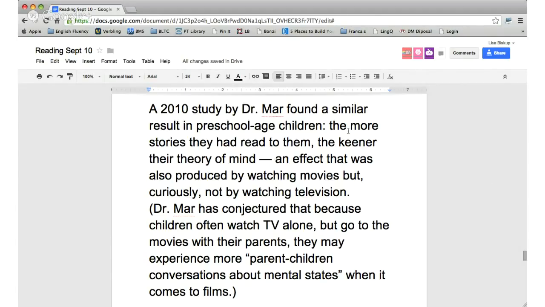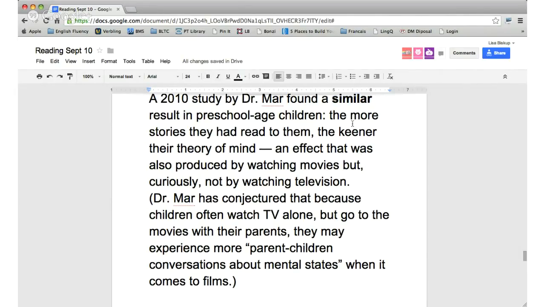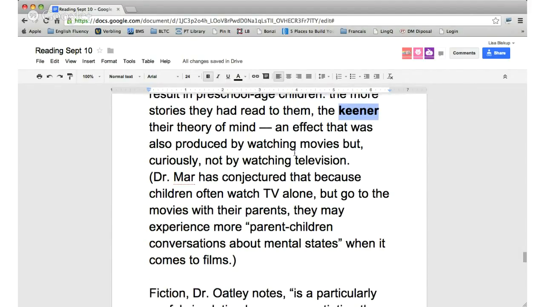Yeah. So they found similar, so similar means almost the same results. The word keener there means the better their theory of mind. So their ability to relate to other people, understand why people might be doing something was keener or better, you could say. So I thought this was interesting because nowadays so many people watch movies on TV.